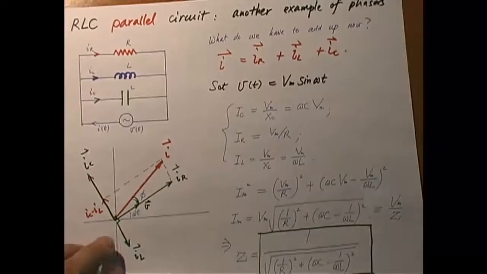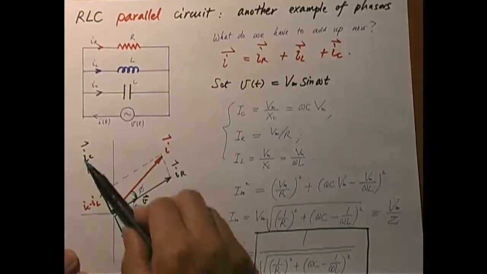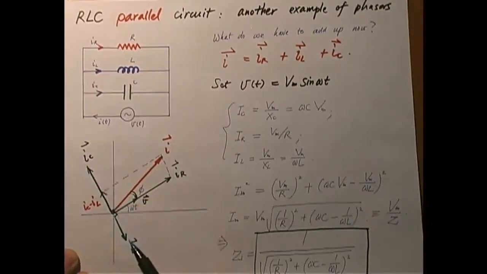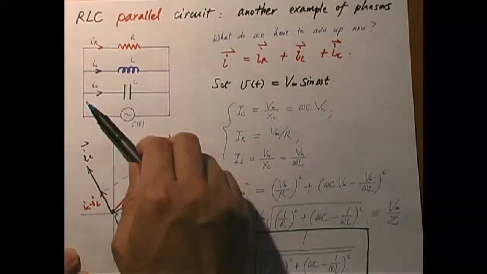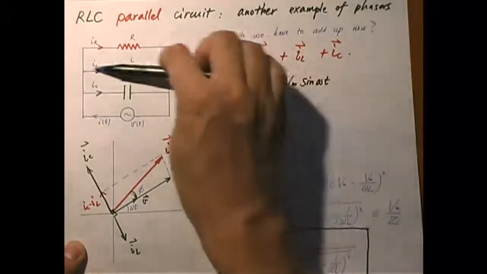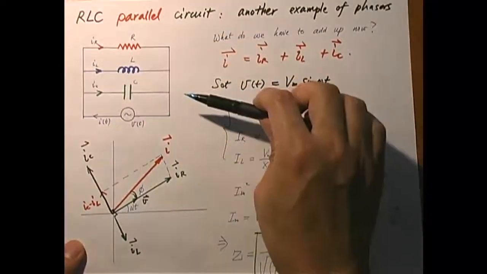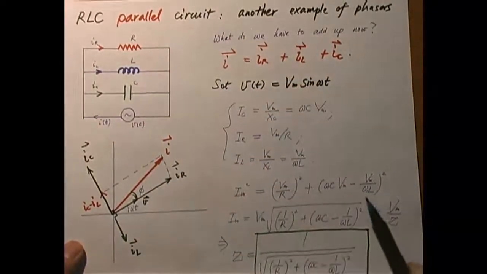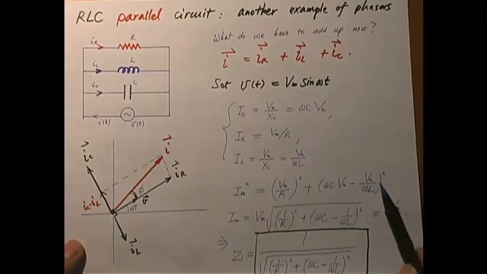Now, the thing about IL and IC is that they're always opposite in phase. So when the current in the capacitor flows this way, at the same moment the current through the inductor must flow backwards. They're always 180 degrees away from each other. And at that particular frequency, they also have the same magnitude.